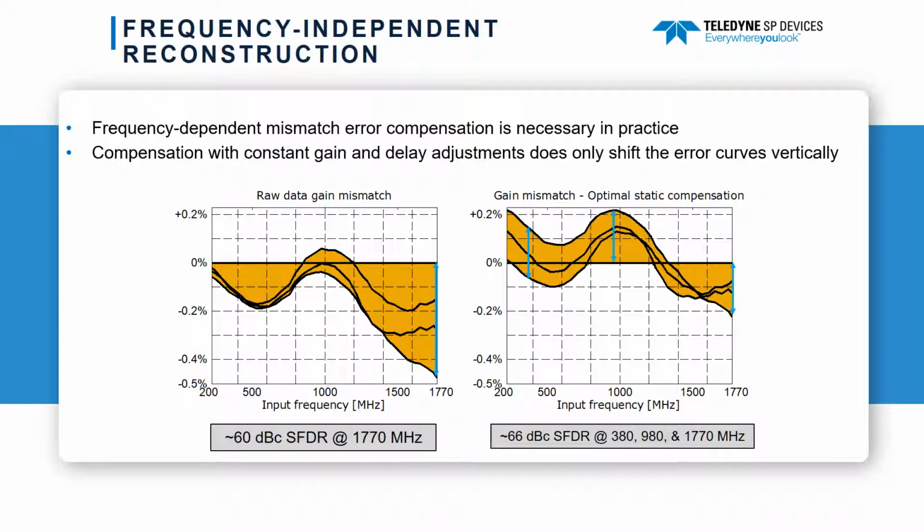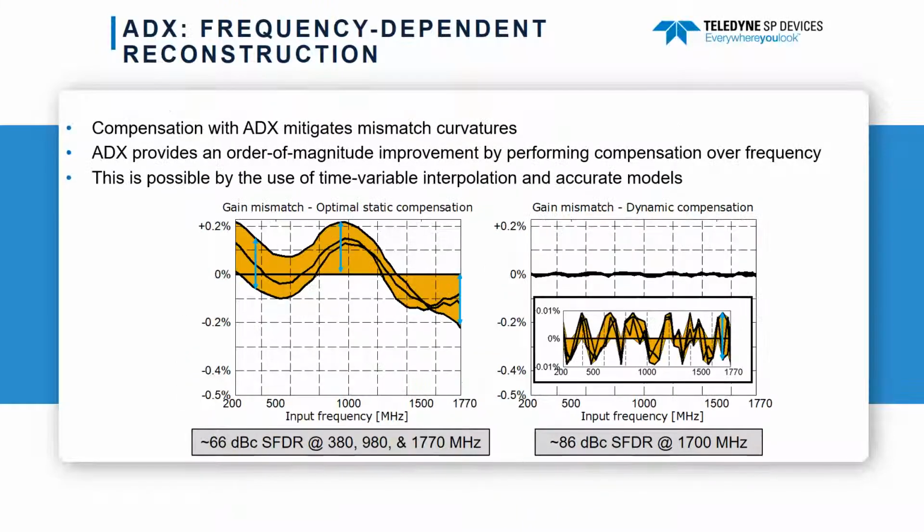From the right figure, one can see that after optimal frequency-independent compensation, the remaining mismatch can still be significant, and in this particular case, the SFDR improvement is merely some 6 dB. However, when the mismatch error correction is made to actually correct mismatch versus frequency, like in ADX, the improvements in SFDR can be an order of magnitude better.